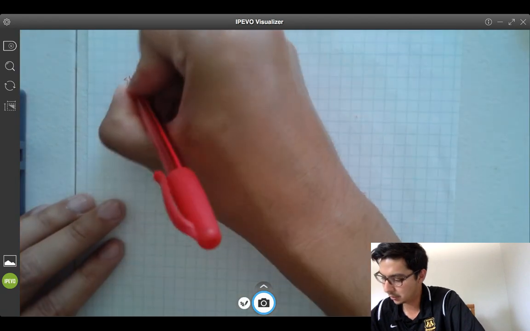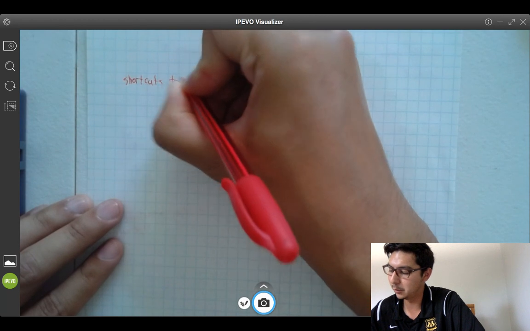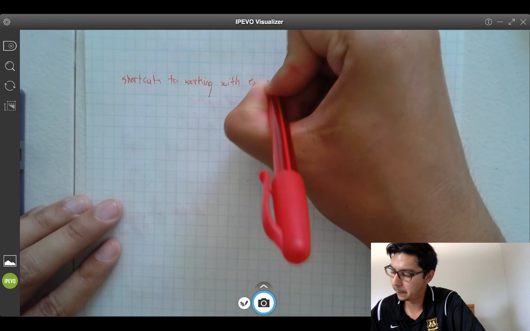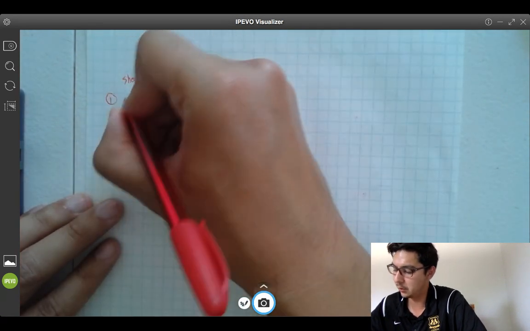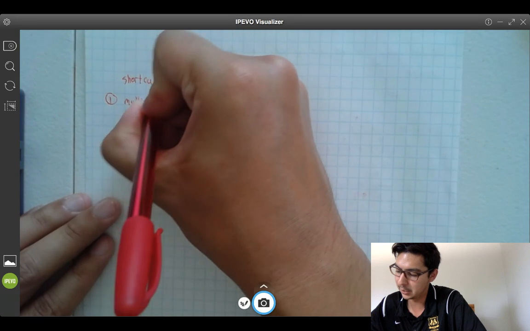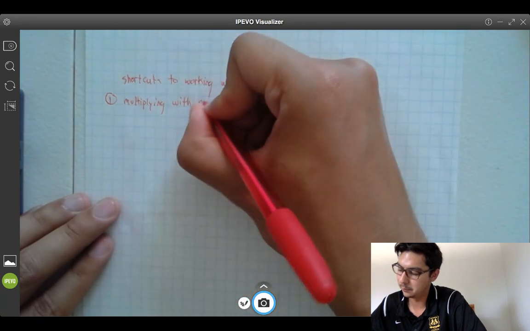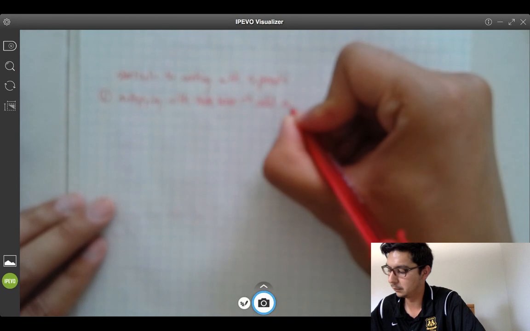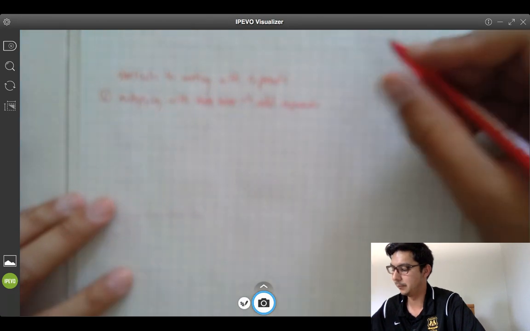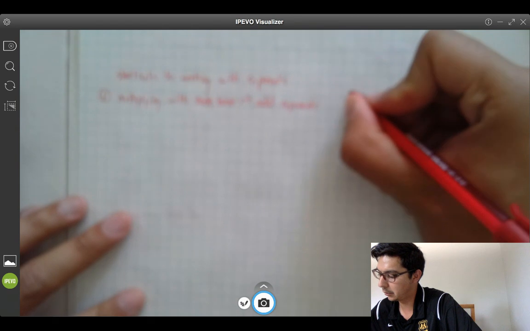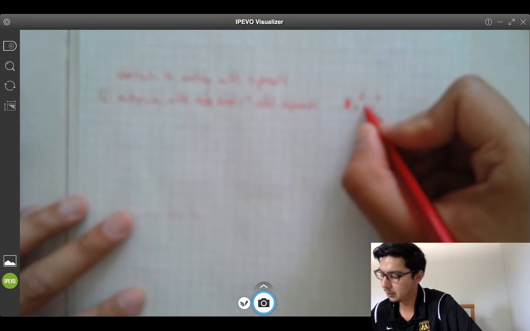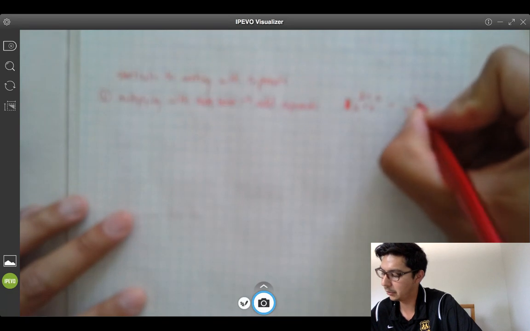So what are the shortcuts to working with exponents? First one is if you're multiplying with the same base. The shortcut is you can just add the exponents. All right. So example here is, I'm not even going to use numbers, x to the third times x to the 10th. Same base, multiplying. What do? Just add those together so you get x to the 13th.